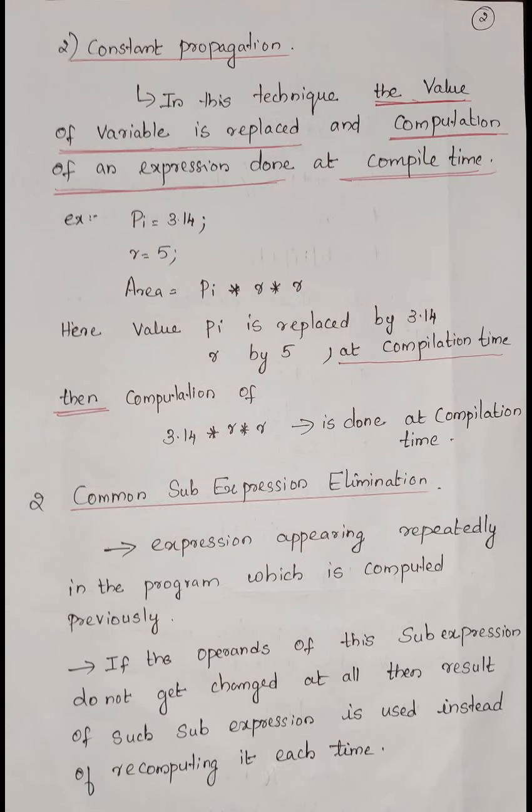Constant propagation. In this technique, the value of a variable is replaced and the computation of an expression is done at compile time. See the example: pi equal to 3.14, r equal to 5, so area equal to pi r square. Pi and r are replaced by their values at compilation time. Then the computation of 3.14 into r is done at compilation time.